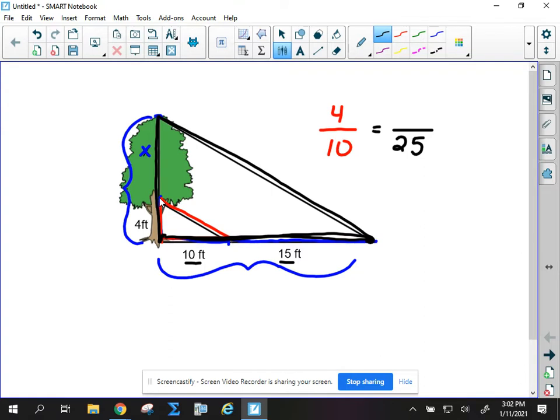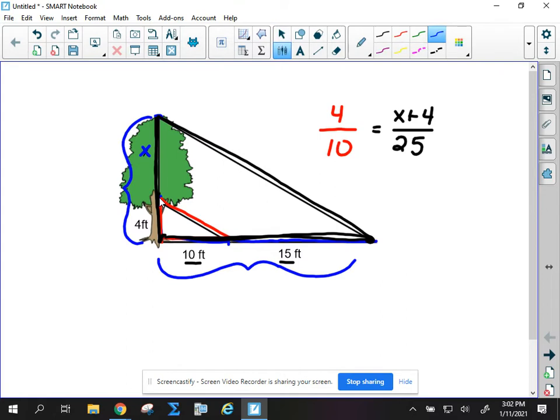All right, and then same thing for the tree itself. I already know that part of that height is 4 feet, but the other part of that height is X feet. I don't know what that is. So I'm going to write that as X plus 4 to get that total height of the tree. So now I'm going to cross multiply and solve this problem just like I did with my other problems before.